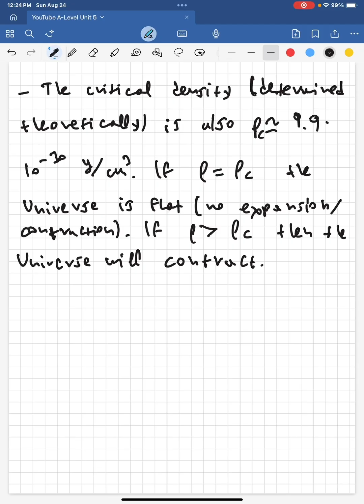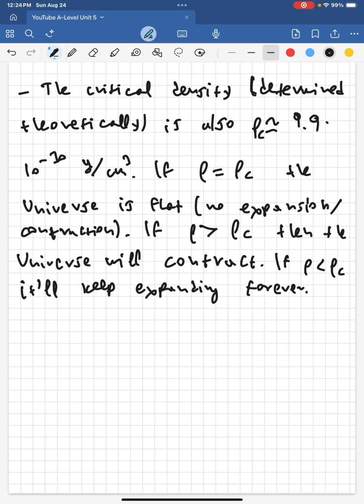Why is that? Because gravity is going to pull everything together pretty much, okay? But if the density is less than the critical density, it will keep expanding forever. And this will be the consequence of not having enough material to exert enough gravity on all these stars and planets in the universe to keep them together. So they will keep expanding outwards forever. Okay.